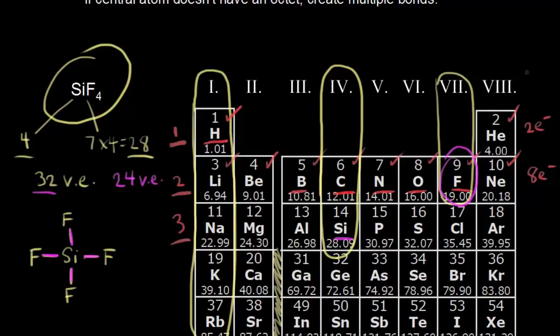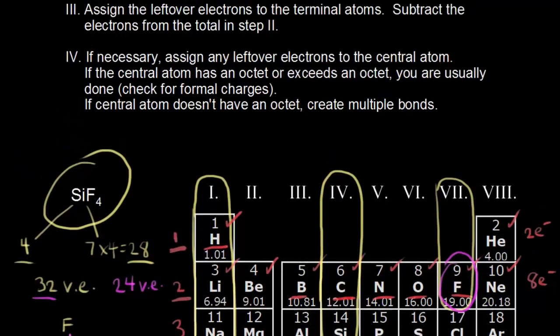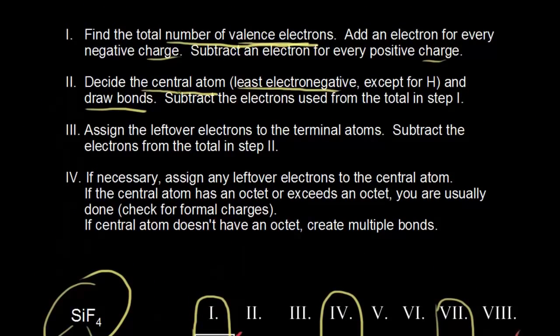Let's go back up and look at our steps again, so let's find out where we are. We've decided the central atom, and we've drawn the bonds, and we just subtracted the electrons that we used to draw those bonds from the total that we got in step 1. So we're on to step 3, where we assign the leftover electrons to the terminal atoms. In this case, the terminal atoms would be the fluorines.